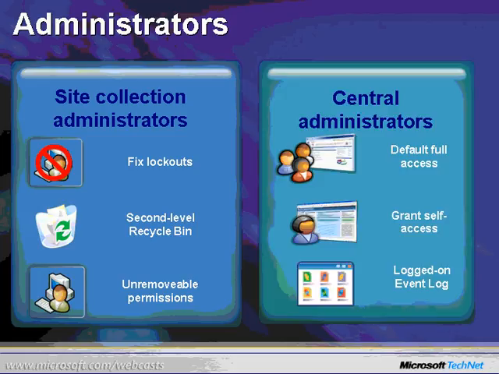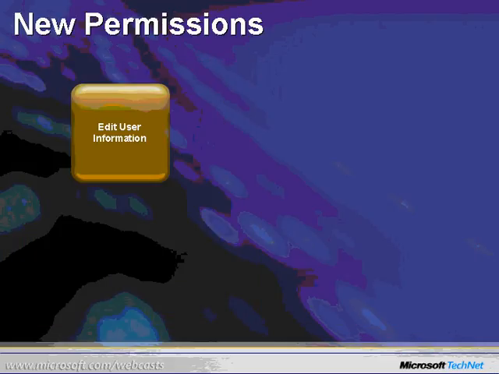Central administrators no longer have default full access to content. So in order to gain full access to content, it will need to be manually adjusted or a different role assigned. Also, central administrators can grant themselves access to any content. They can now grant access to security policy, site collection owners, and administrators. So for auditing purposes, both of these actions will be logged in the event log. With SharePoint 2007, it is worth noting that there are some new permissions available. Let's take a look at what they look like.